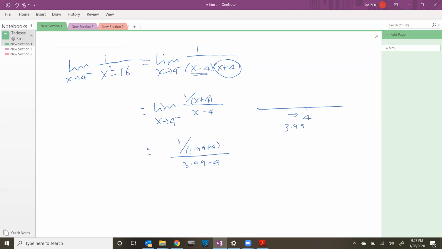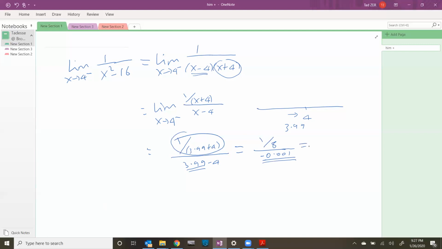So if you are wondering why I'm using the numerical method, the answer is, for this particular example, there is no way of simplifying any further. So either I have to graph it, which means I have to use the graphical method, or the numerical method. So now what happens to this numerator? This guy becomes 1 over 8, of course 7.99, but it's sufficiently close to 8. So now 3.99 minus 4, this guy is going to be negative 0.001. Now, if I am sufficiently close to 4 from the left, this guy is very close to 0, but negative. The numerator is very close to 1 over 8.